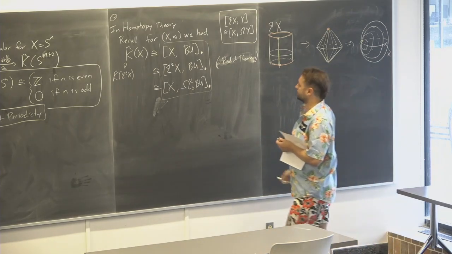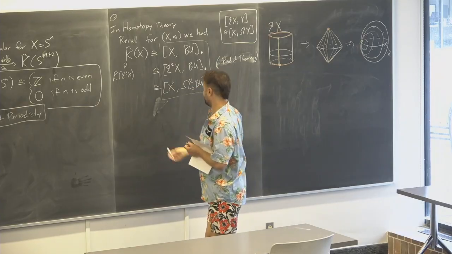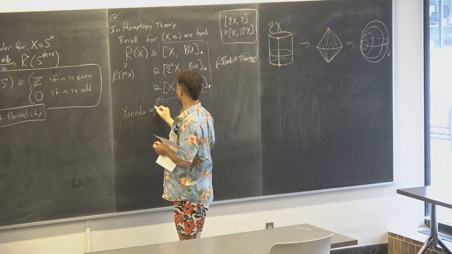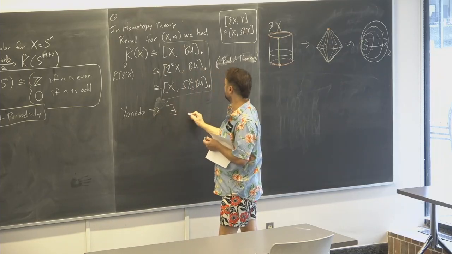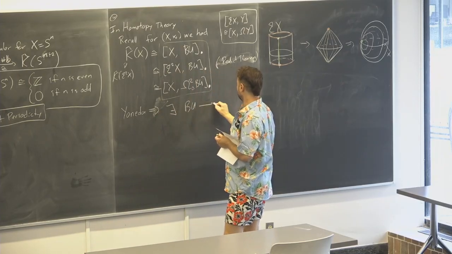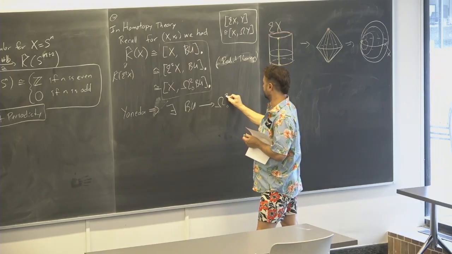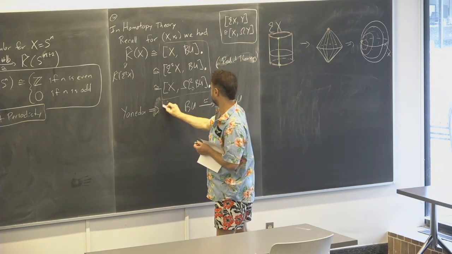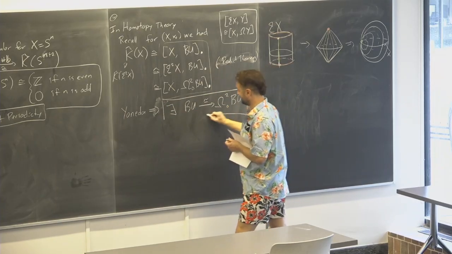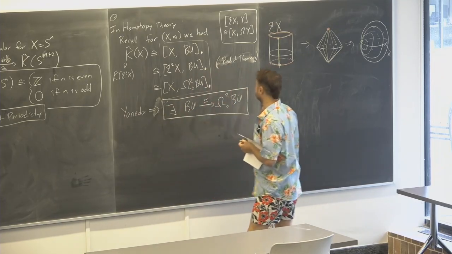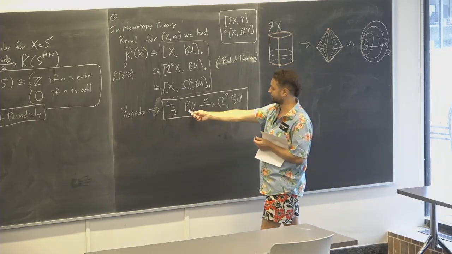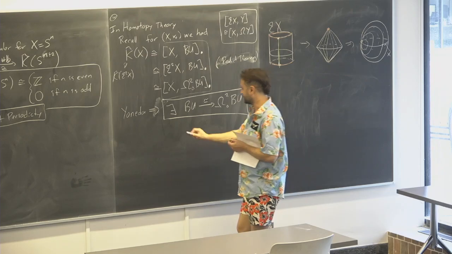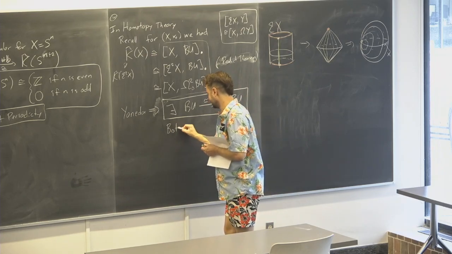So by the Yoneda lemma, since this is a natural isomorphism, the Yoneda lemma is telling us there's a homotopy equivalence from BU to the base point component of loops squared BU. So by invoking representability, you actually get a topological statement about the topology of the classifying space. This is also called Bott periodicity.